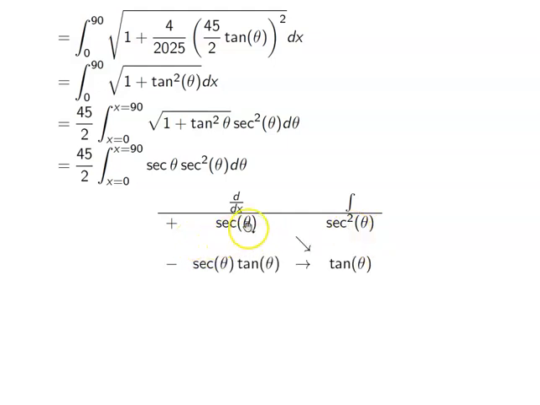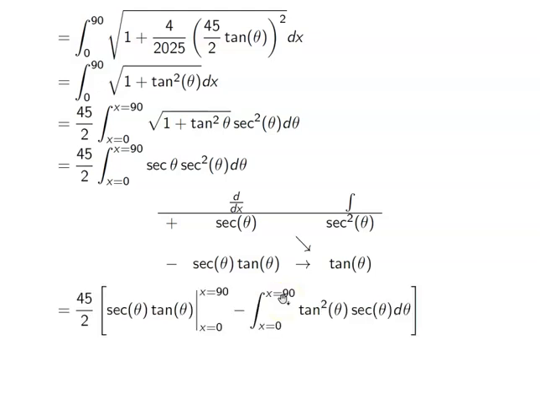The derivative of secant is secant tan theta. The integral of secant squared is tan theta. So I can go ahead and form my integration by parts through this. And so I've got the 45 over 2 on the outside, this positive secant times tangent, which I'll evaluate from 0 to 90. And I'll subtract from that the integral from 0 to 90 of secant theta, tan theta times tan theta. So we get tan squared theta times secant theta.